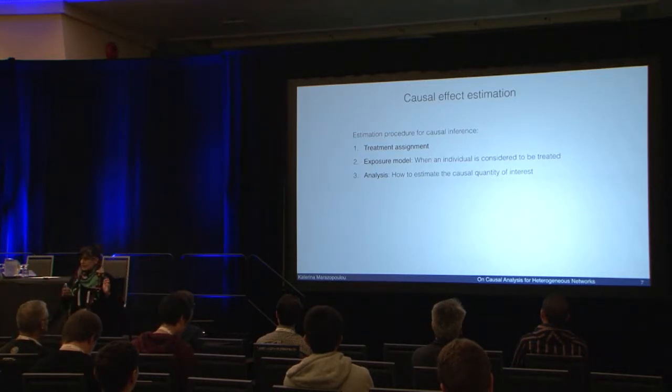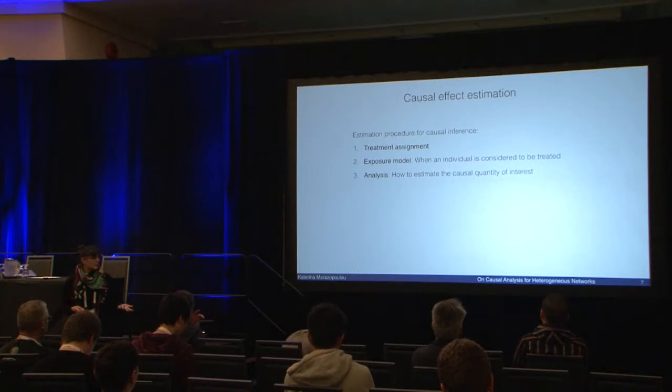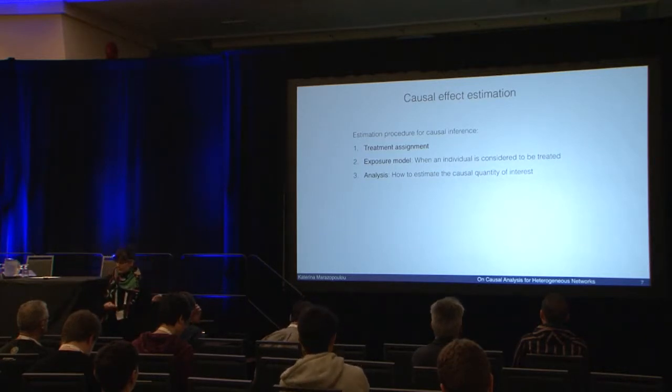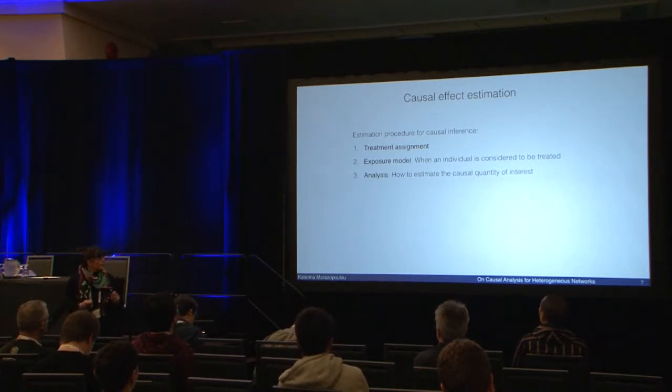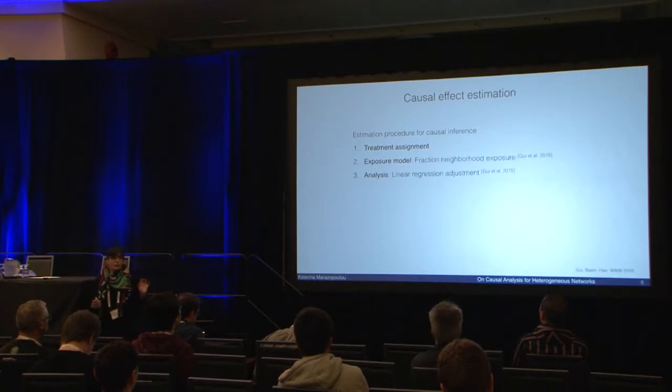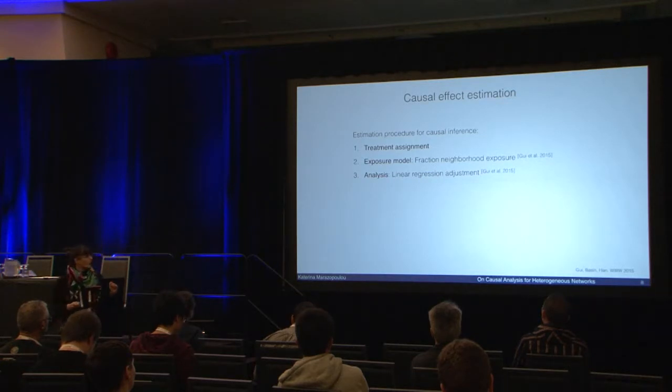And the final step is the analysis. So how do you take all this information and combine it to actually compute the quantity that you care about, to estimate an average treatment effect, for example. So for this talk, I'm going to focus on an exposure model, the fraction neighborhood exposure model, and the linear regression adjustment. And these are concepts that were introduced by Gui et al. in their paper in WWW in 2015. So a little more details on these two concepts.